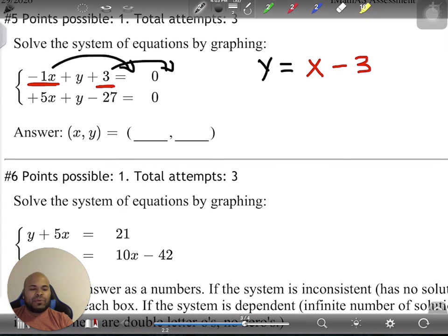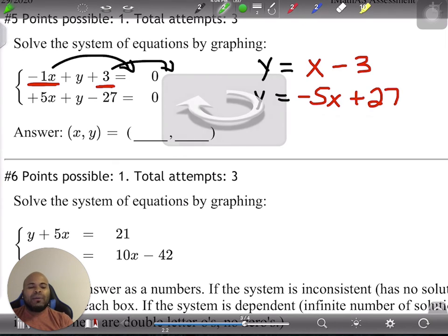Okay, y equals mx plus b. I could do the same thing at the bottom. I'm going to have to move the negative 5x and the 27. So this is going to turn into negative 5x plus 27, because 27 is negative, now it's going to turn to positive. Okay, I look at the slopes. The slopes are different. The slope for the first one is positive 1. The second one is negative 5. So I will have to graph this.